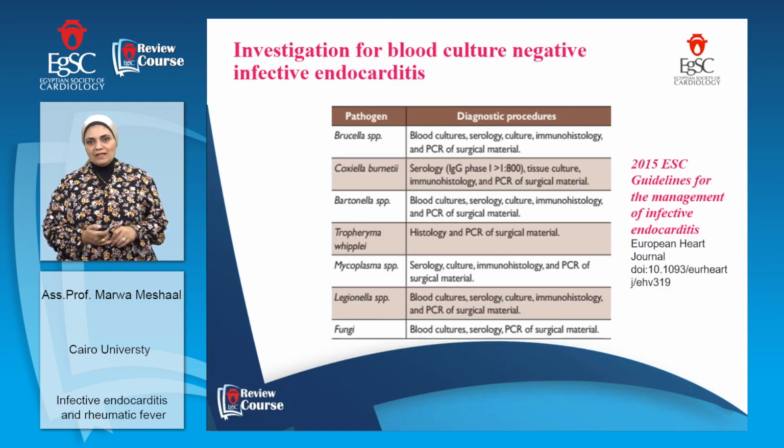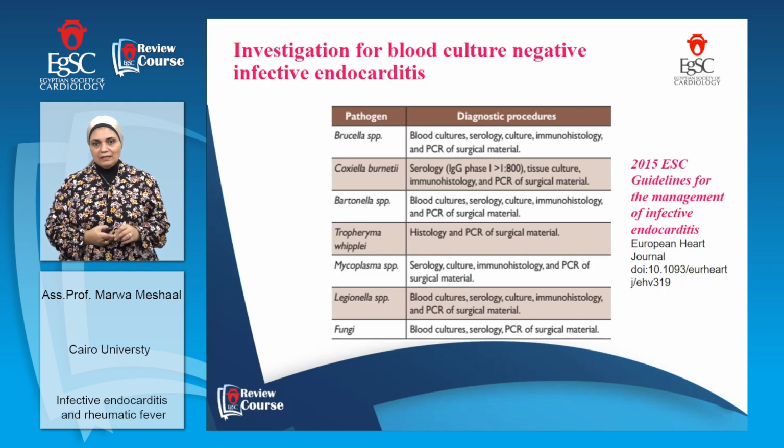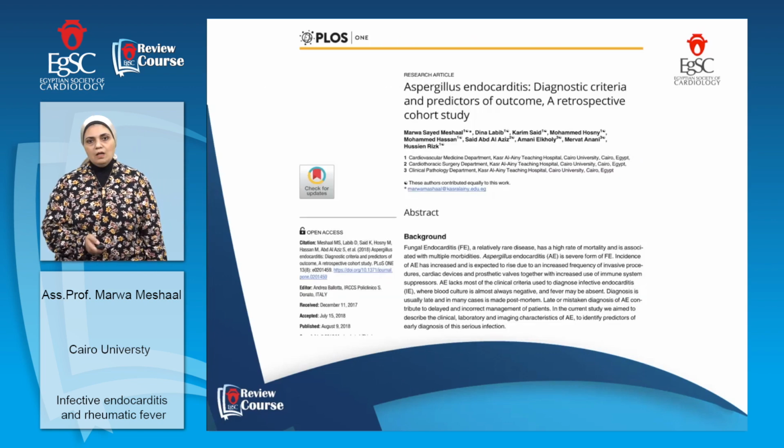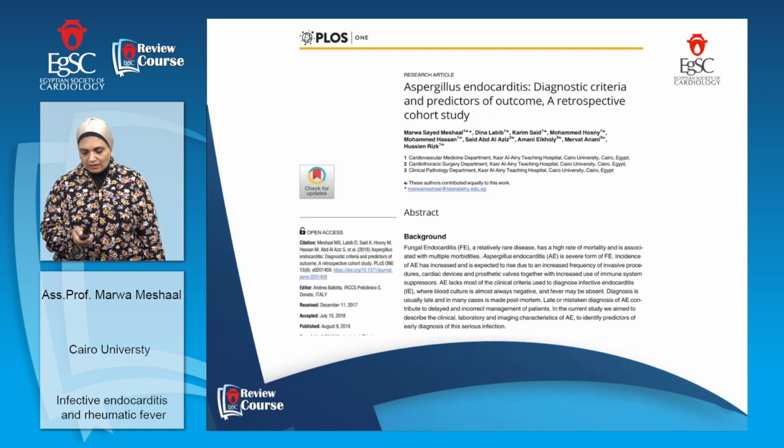For blood culture negative infective endocarditis patients, the European Society has introduced serological testing for Brucella, Bartonella, Coxiella, Treponema, Mycoplasma, and Legionella, and fungi like Aspergillus. Aspergillus infective endocarditis has been studied in a study published by the Qasr Al-Aini Infective Endocarditis Working Group, where we used routine serological testing for Aspergillus using the Galactomannan test.